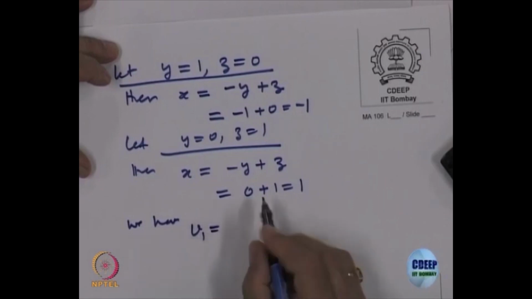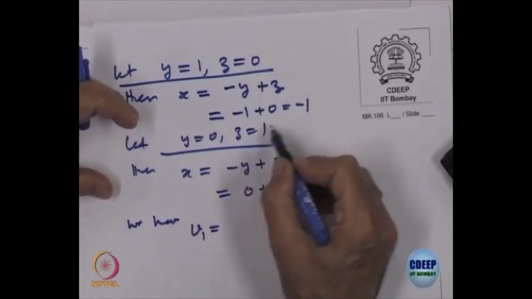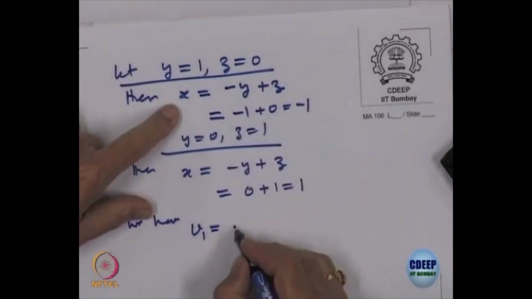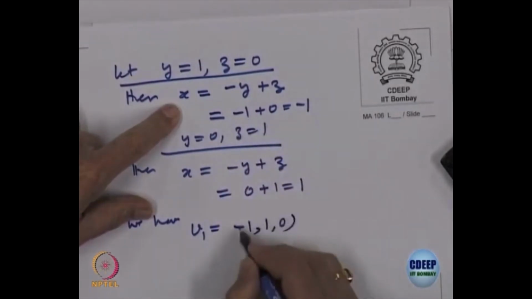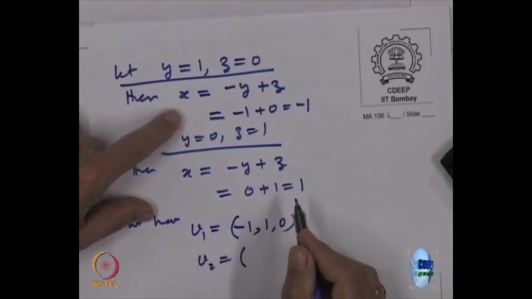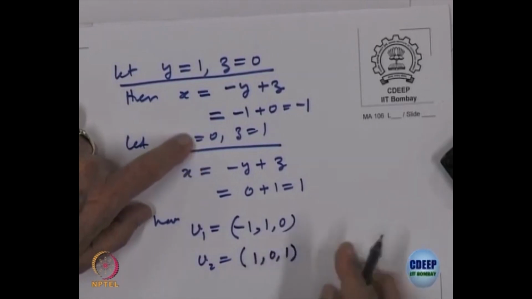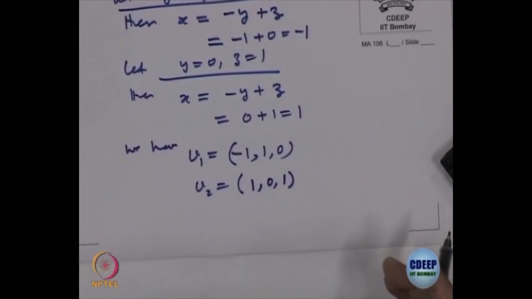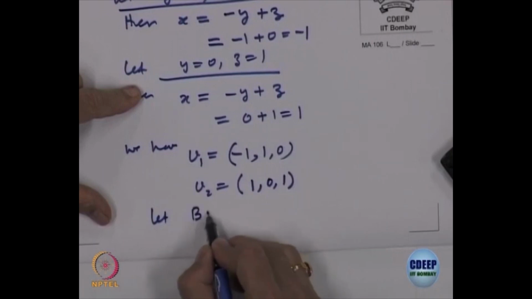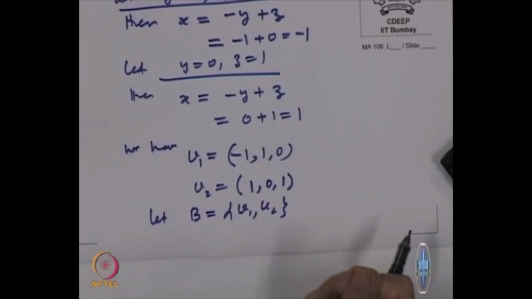So, we have V1. What is V1? We got y equal to 0, x equal to minus 1, so minus 1, 1 and 0, that is one solution. The second solution is V2: x equal to 1, y equal to 0, z equal to 1. I got two solutions, right. So, let us form the set, let B be the set {V1, V2}.